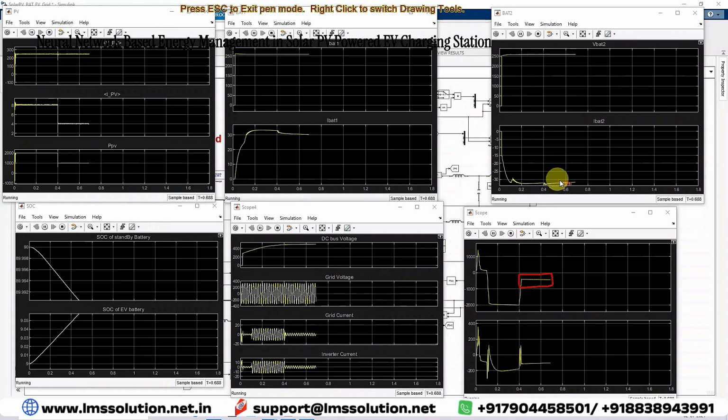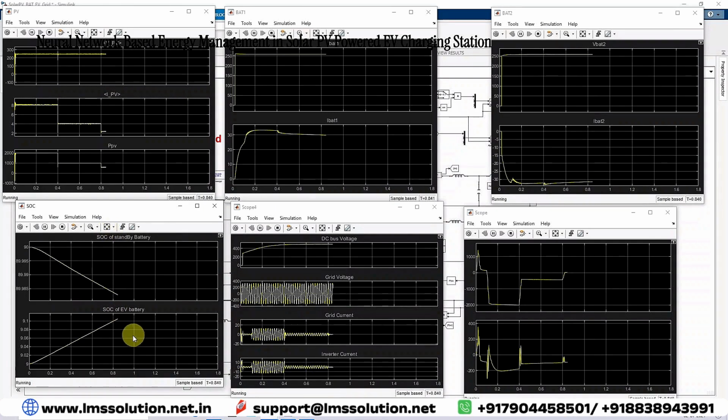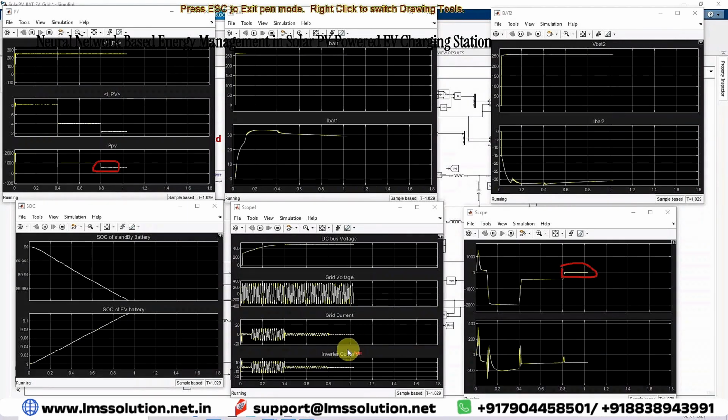The EV battery is still in charging mode. Here you can see the current is around minus 32 amps, still in charging mode. Here you can see the SOC of the standby battery and the EV battery. Now you can see that the PV power comes to less than around 500 watts, so the power fed to the grid is equal to 0. Here you can see the current of the grid and the inverter current. This is the current of the standby battery.